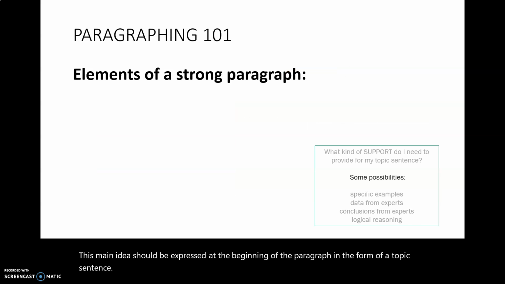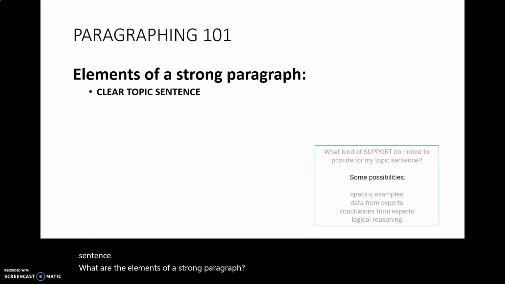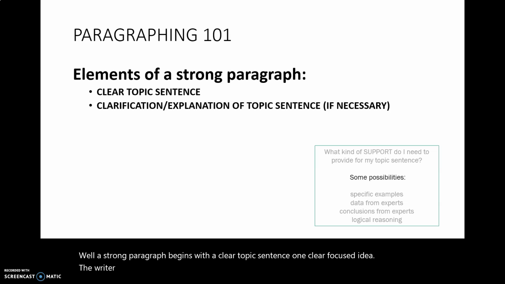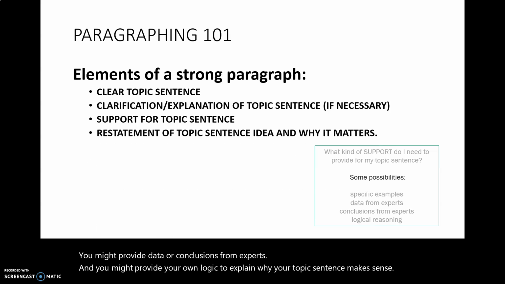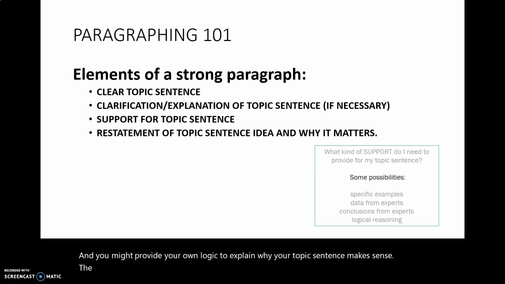So what are the elements of a strong paragraph? Well, a strong paragraph begins with a clear topic sentence, one clear, focused idea. The writer might clarify or explain that idea if necessary. Then the writer should add support for that main idea. Some ideas for support could be specific examples. You might provide data or conclusions from experts, and you might provide your own logic to explain why your topic sentence makes sense. Lastly, the paragraph can end by restating the topic sentence and pointing out why it matters.